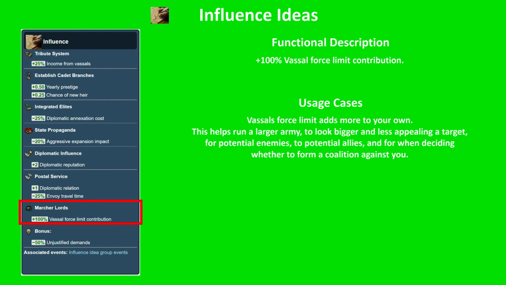The final idea, +100% vassal force limit contribution. So vassals' force limits add more to your own than usual. This helps you to run a larger army so that you look bigger and a less appealing target for potential enemies, as well as looking like a more attractive potential ally for other allies because, oh, look at him, he's big and strong, he's got a big army, I want to be his friend. And for others when deciding to form a coalition against you because they care about army size, if you're sufficiently big, people will just not coalition you because they don't think they can beat you.